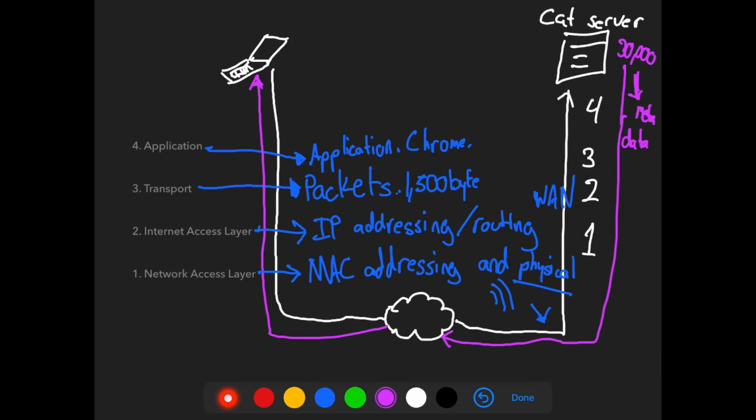And so let's look at how these correspond to the OSI model. For the OSI model, the application layer is the same in both. It's the top layer. It's Google Chrome, it's Microsoft Outlook, something like that. The transport layer is going to be layers 4, 5, and 6. And then the internet access layer is going to be layer 3 of the OSI model, and then the network access layer is going to correspond with layers 1 and 2 of the OSI model. And so that's how these two connect.